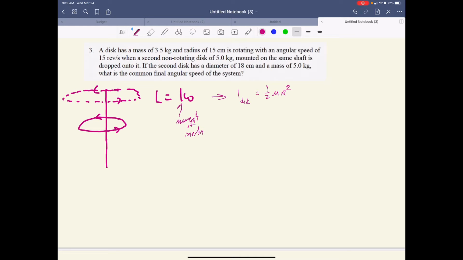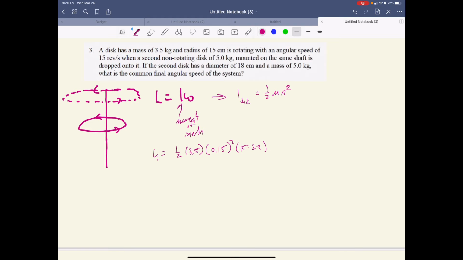So anyways, L is equal to 1/2 I, and this is the initial, so I'll just put Li. This is going to be 3.5, R is 0.15, and we're going to square it. So the initial angular momentum of the system, survey says, is, that would be the I, and we've got to multiply by the omega. The omega is 15 revolutions per second, so that's 15 times 2 pi in terms of omega.